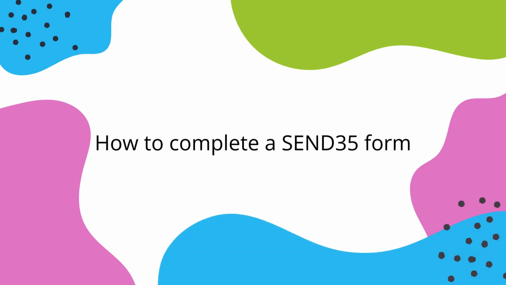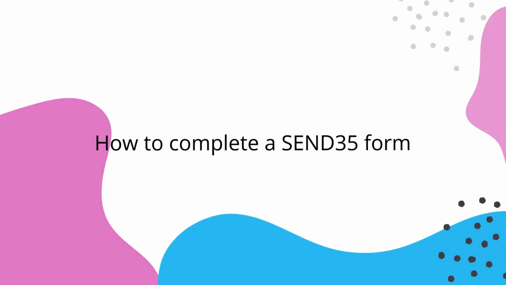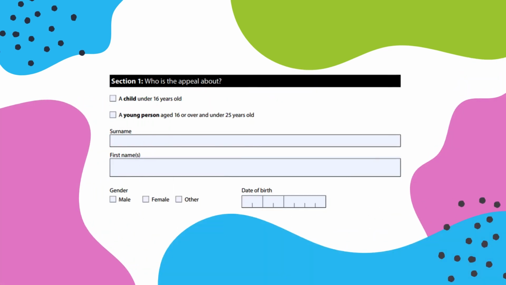This video is a step-by-step guide of how to fill in a SEND 35 form. Section 1 asks for details of who the appeal is about. If the child is under 16, then the first box can be ticked. If the person is 16 to 25 years old, the second box needs to be ticked. The details of the child or young person then need to be completed in the boxes below.